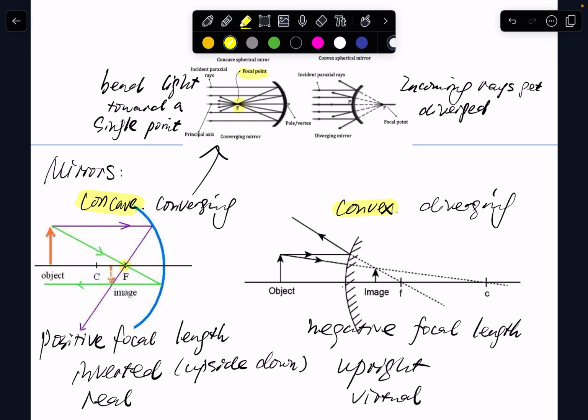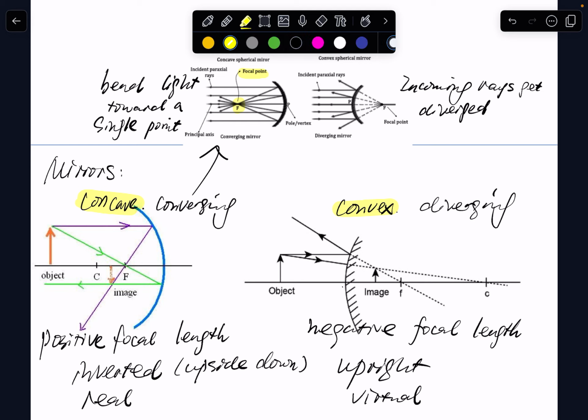If you see the picture, the purple line hits the mirror and then it reflects. It passes through the focal point, and so does the green line. It hits the mirror and it reflects. They both bend the light toward a single focal point. So that's why this is a convergent mirror.